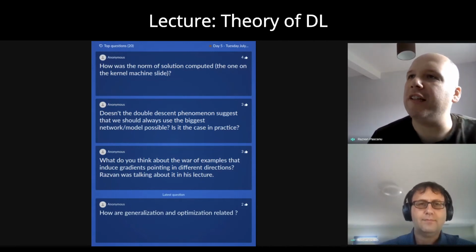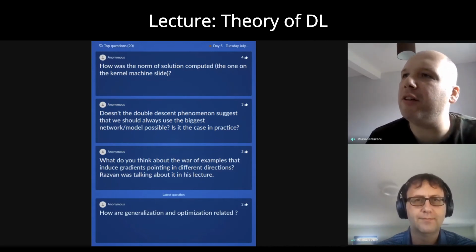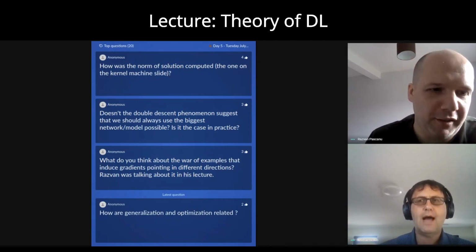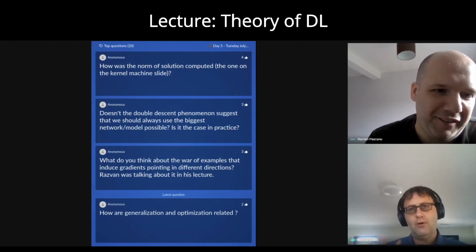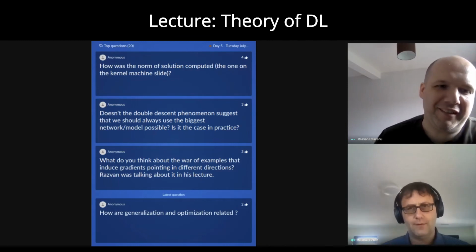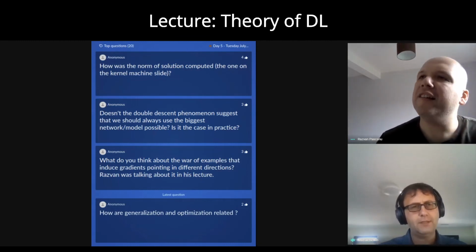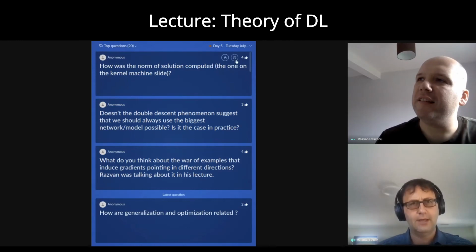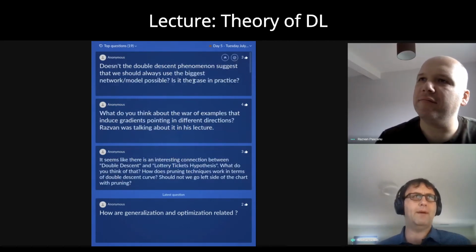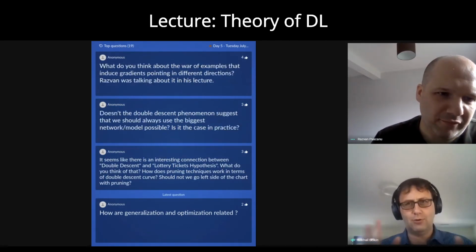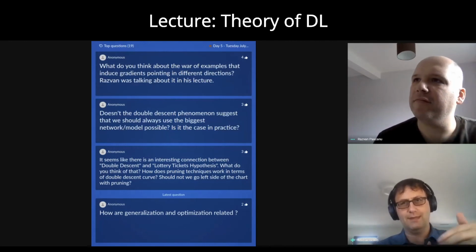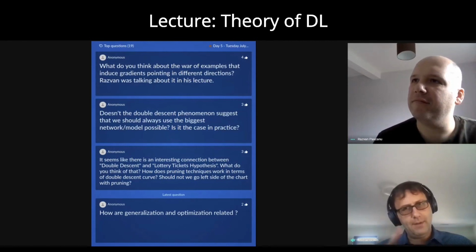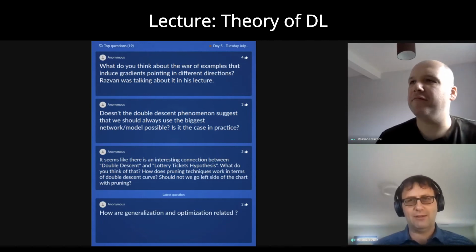So now, more of a technical question. How was the norm of the solution computed, the one in the kernel machine slide? For kernel machines, I know how to compute the norm; I just take it from the definition of the kernel machine. For random features, it's just the norm of linear regression. And there was a paper by Rahimi and Recht where they showed that you could approximate a kernel machine by random features. So in the limit, these two norms coincide. That's why I know that.